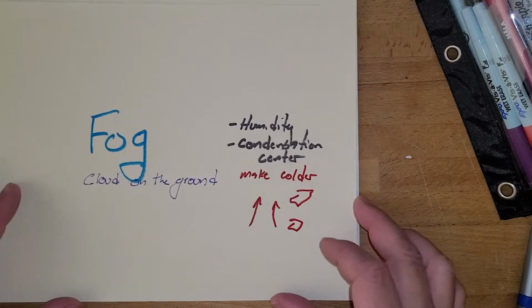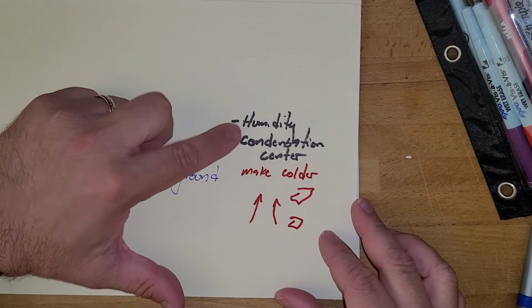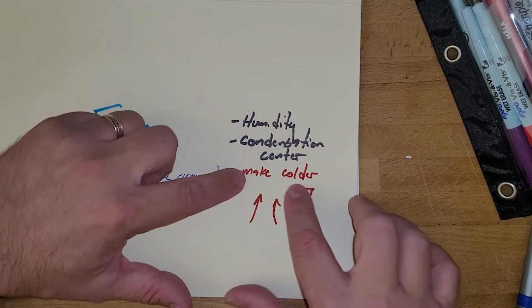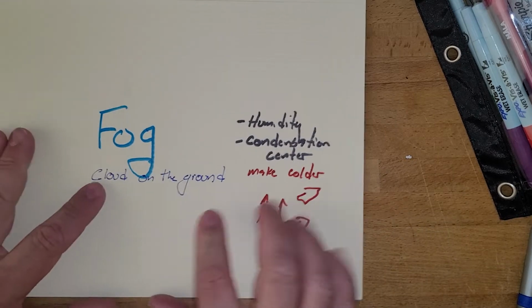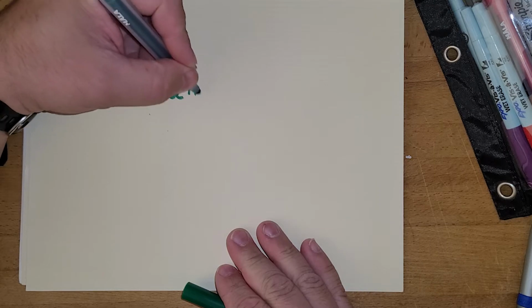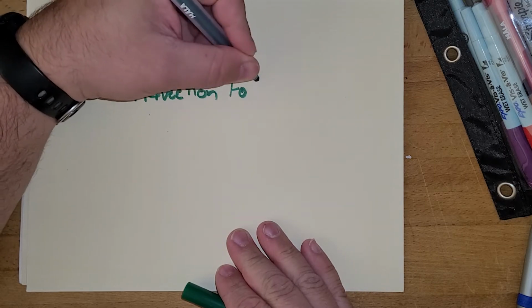Okay, so can we do the same thing? Can we have humid air and condensation nuclei in there and then make it colder, but on the ground? Of course we can. There are a number of different ways that we see this, but we're going to focus on two of them. The first type that I want to talk about is advection fog.